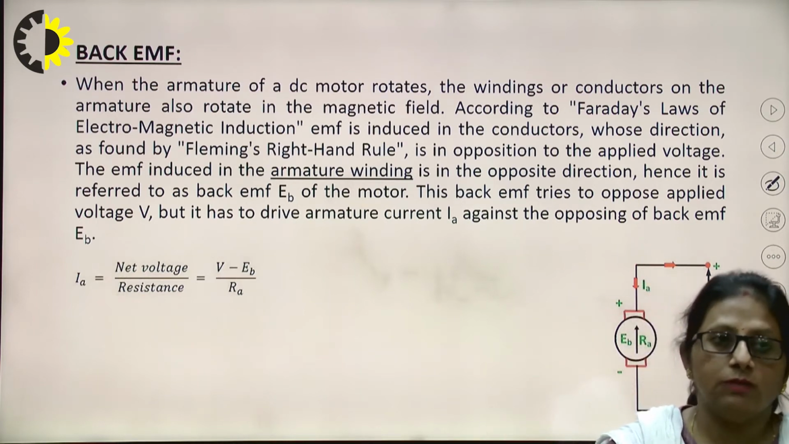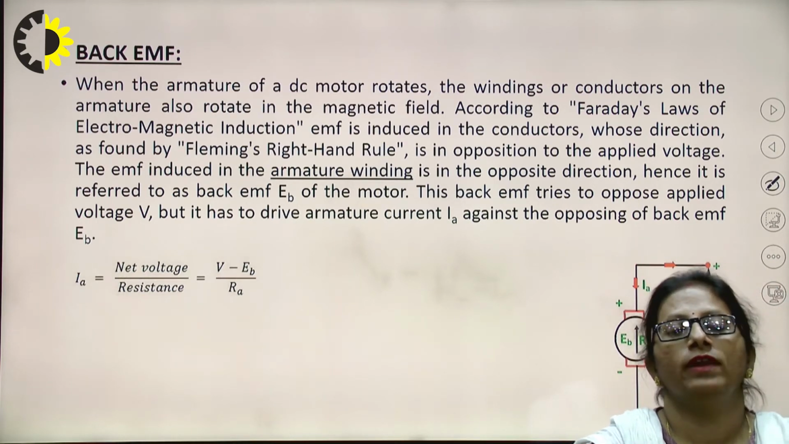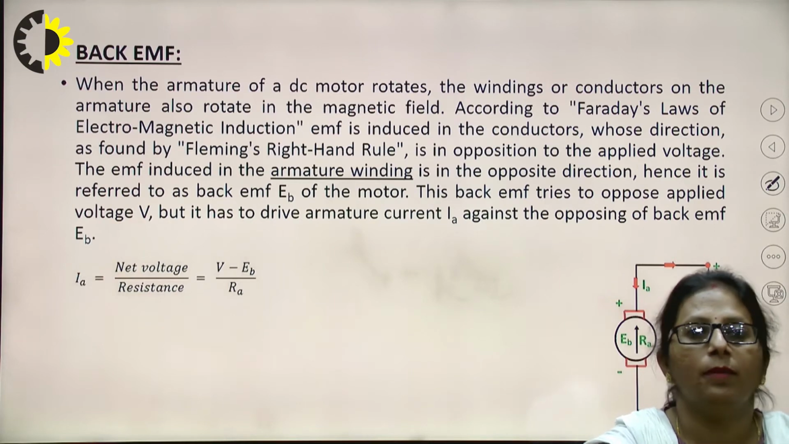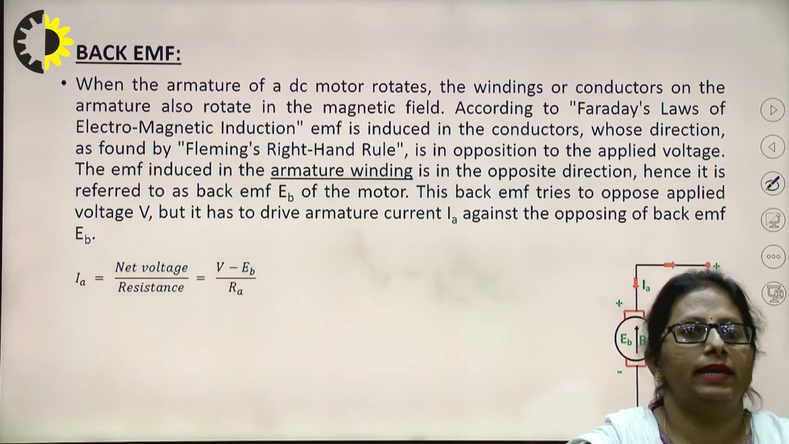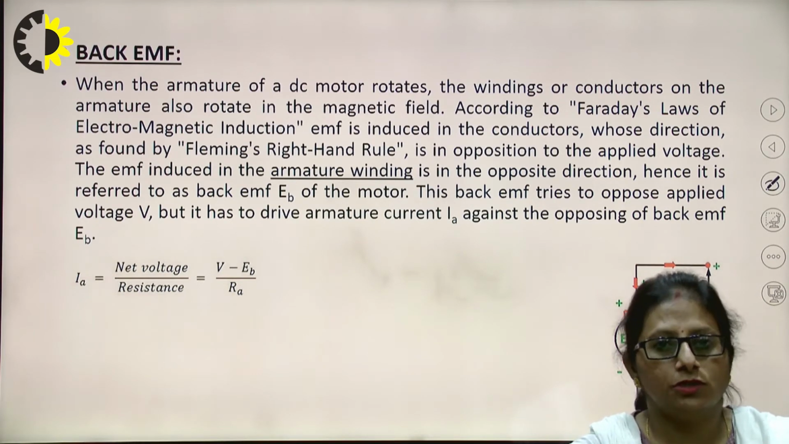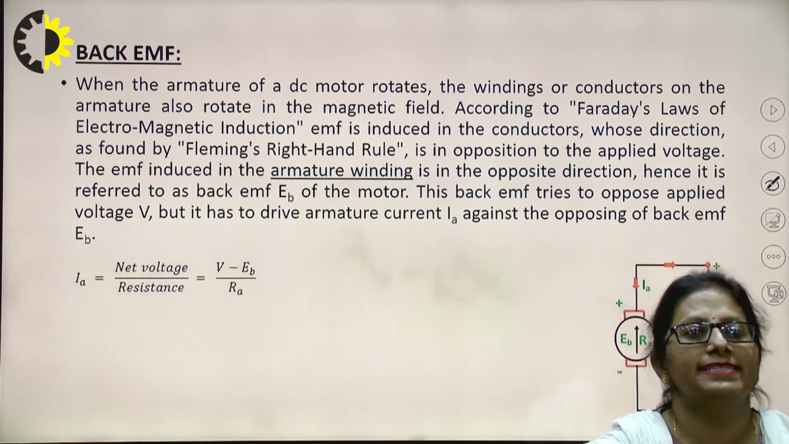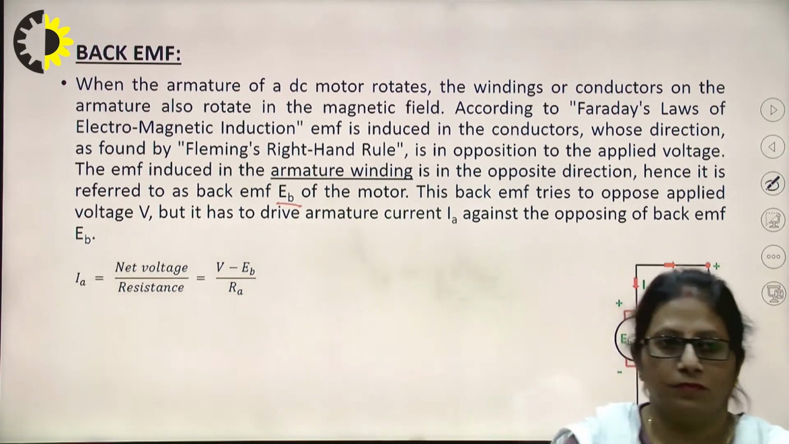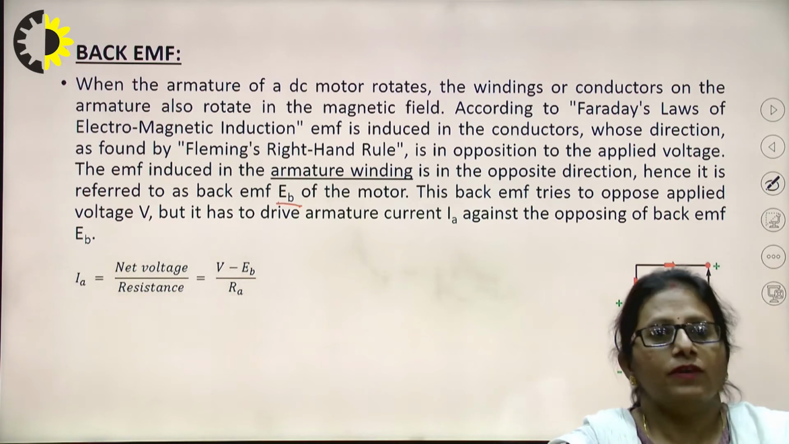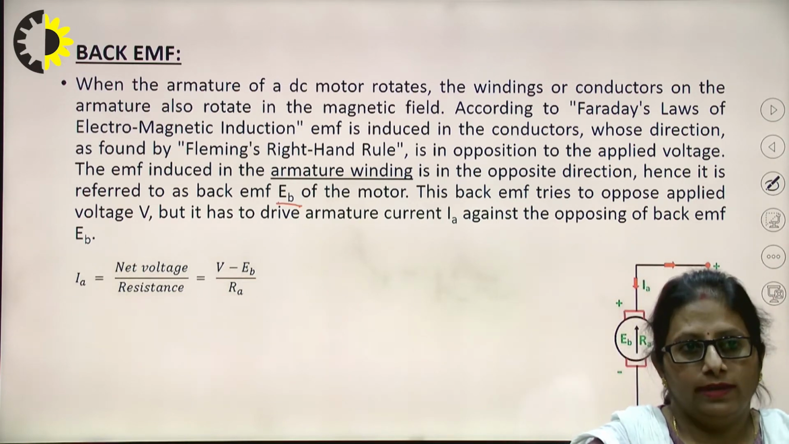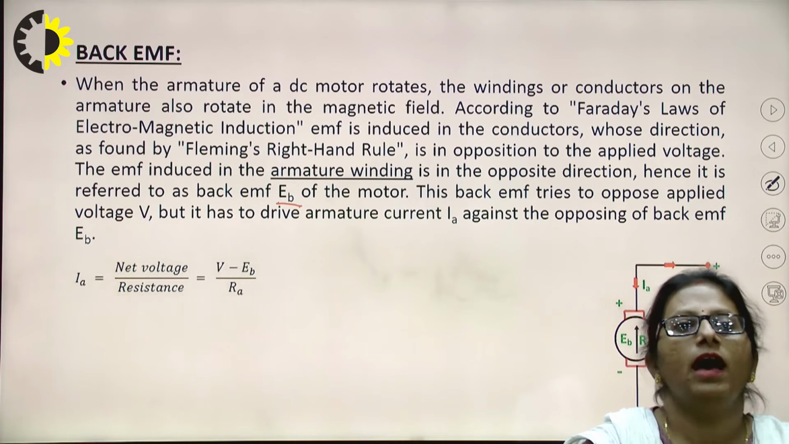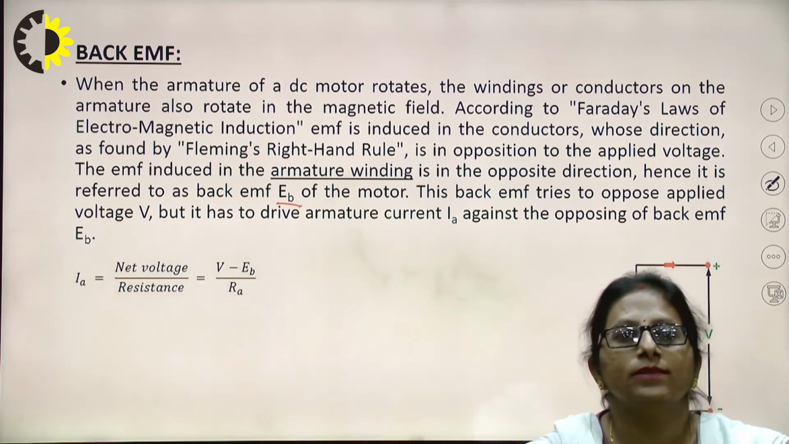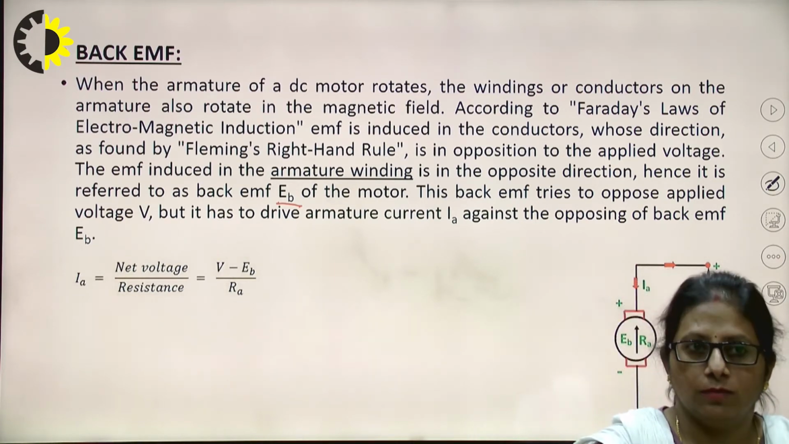In case of a DC motor, the induced EMF is because of the applied voltage, right? The EMF induced in the armature winding is in the opposite direction, hence it is referred to as back EMF or EB of the motor, right? The back EMF tries to oppose the applied voltage, but it has to drive the armature current IA against the opposing back EMF, EB.